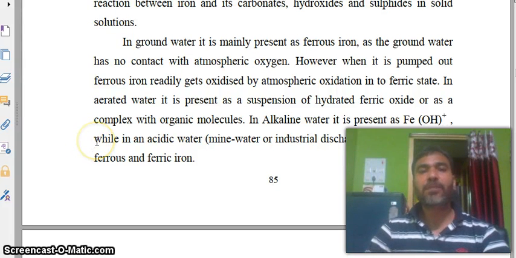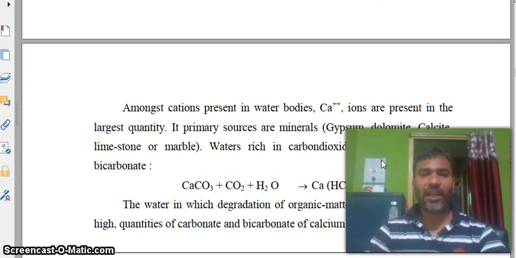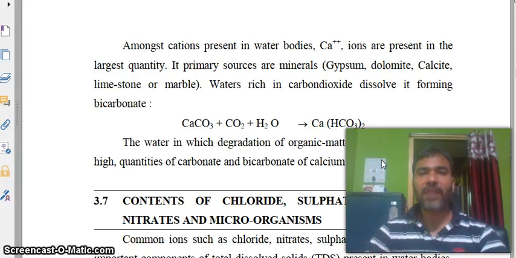In aerated water, it is present as a suspension of hydrated ferric oxide or as a complex with organic molecules. In alkaline water, it is present as hydroxide, while in acidic water, we may have both ferrous and ferric iron. Amongst the cations present in water bodies, calcium 2 plus ions are present in the largest quantity. Its primary sources are minerals such as gypsum, dolomite, calcite, limestone or marble. Water rich in carbon dioxide dissolves it forming bicarbonates. In water where degradation of organic matter by microorganisms is high, quantities of carbonate and bicarbonate of calcium are very high.